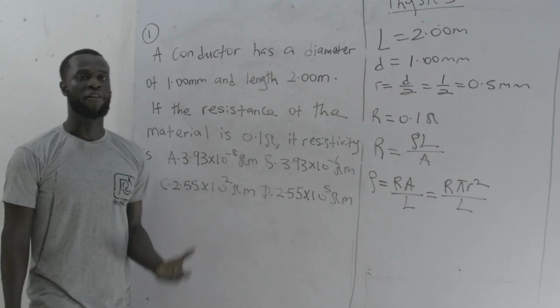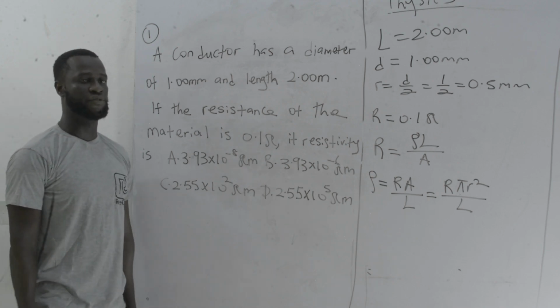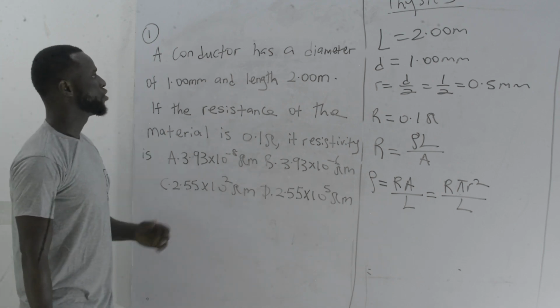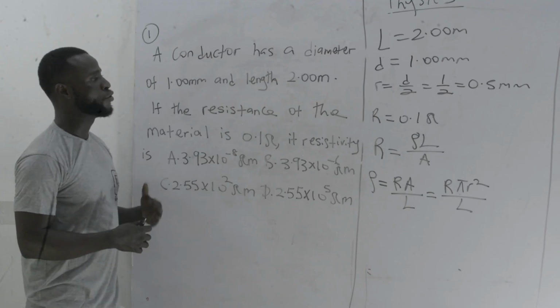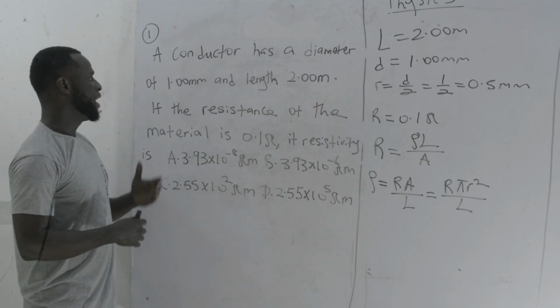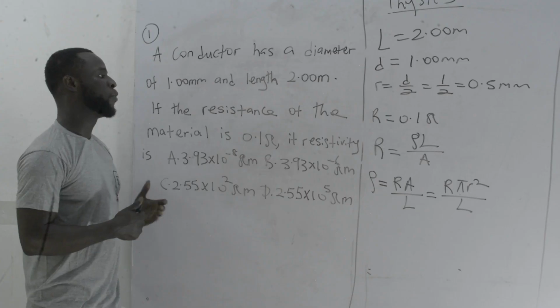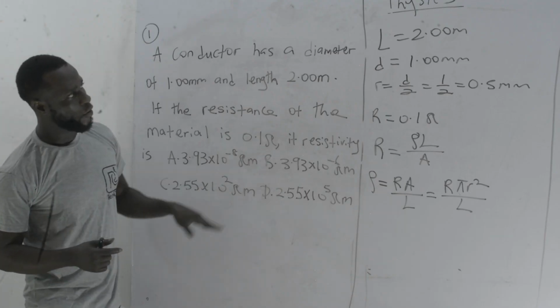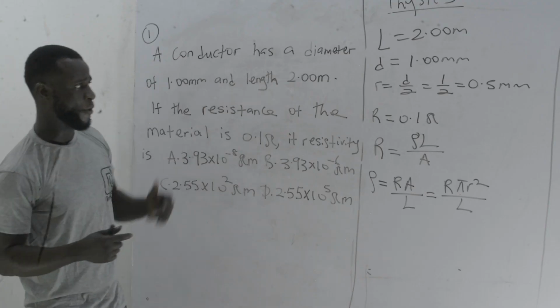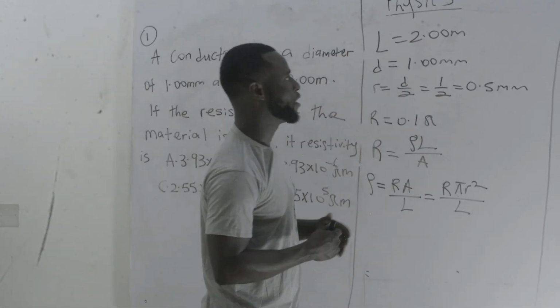Welcome back, and this is our first question on current electricity. According to the question, a conductor has a diameter of 1.0 millimeter and length 2.0 meters. If the resistance of the material is 0.1 ohms, its resistivity is, and these are the options. So we set out our parameters. They have given us length to be 2.0 meters.